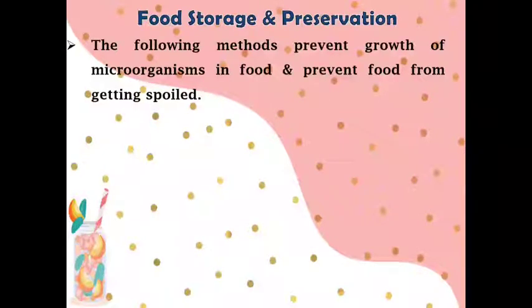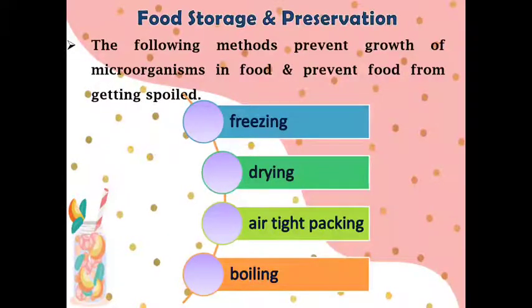Food storage and preservation. The following methods prevent growth of microorganisms in food and prevent food from getting spoiled. For example, freezing, drying, airtight packing, boiling. We shall see in the next video in detail how to prevent growth of microorganisms in food.